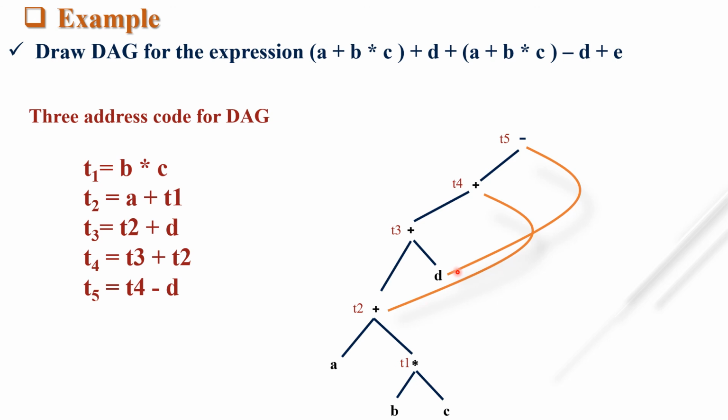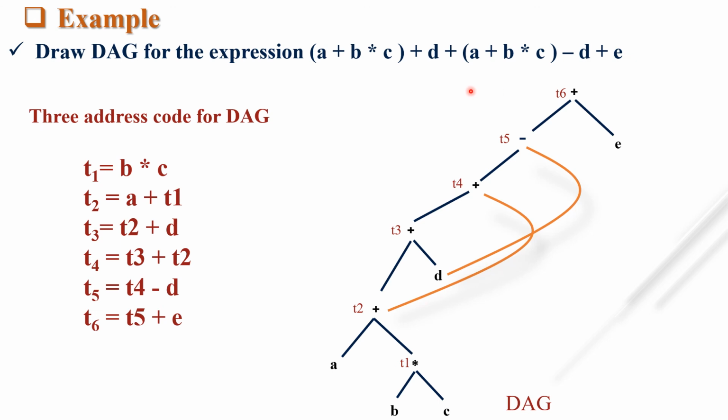As I told you, the sub expression will be evaluated in the DAG, and the operand which is already used, we don't have to use again. In a syntax tree it is possible, but in a DAG it is not possible. Now what is our T6? The whole answer of this sub expression will be stored in T5, and it will be added with E. So T6 equal to T5 plus E. So this is the DAG for the expression.